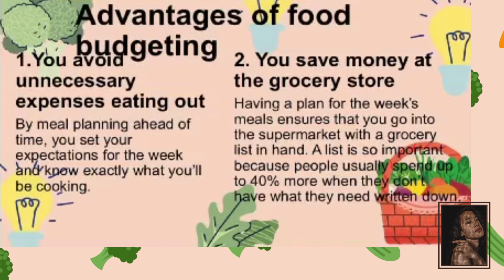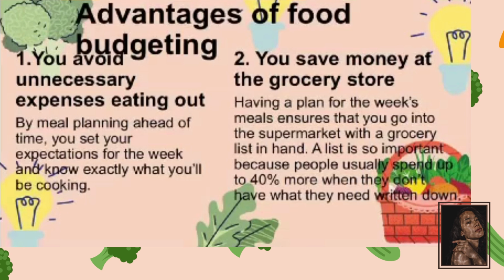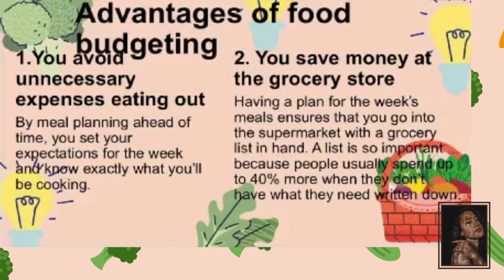Second, you can save money at the grocery store. Having a plan for the week's meals ensures that you go into the supermarket with a grocery list in hand. A list is so important because people usually spend up to 40% more when they don't have what they need written down. By dividing your money into categories of expenditures and savings, a budget makes you aware which category of expenditure takes which portion of your money. That way, it is easy for you to make adjustments.